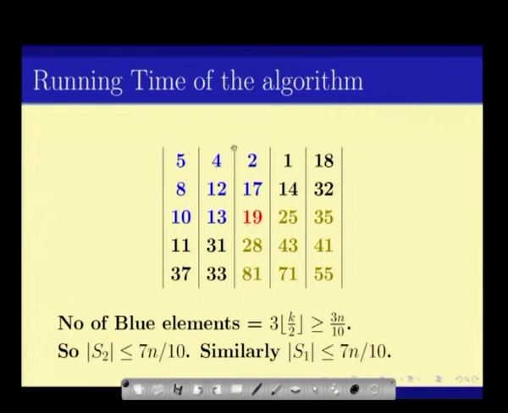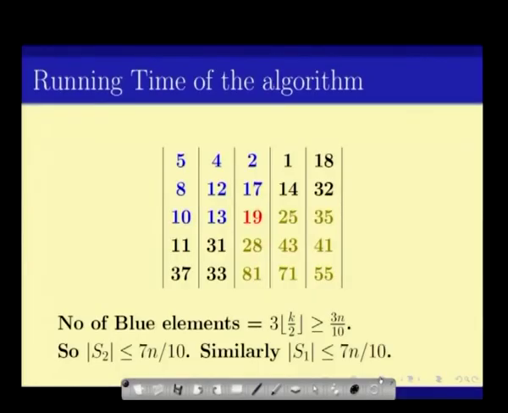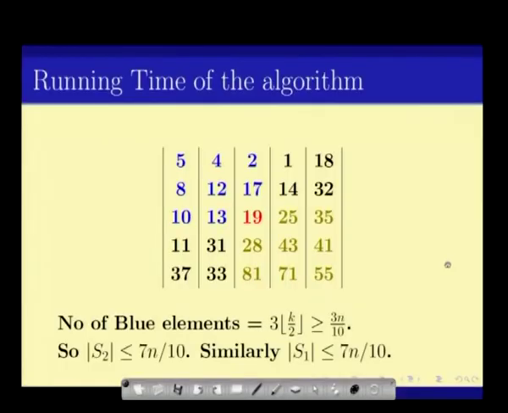Now, since the number of blue elements is 3n over 10, all these blue elements must go into S1 and not into S2. So, the size of S2 must be at most n minus 3n over 10, which is 7n over 10. Similarly, the size of S1 must be less than 7n over 10. So, by choosing the right pivot, we are ensuring that the subproblem we have will be strictly smaller than the original problem, and here is the bound. It says that S1 and S2 will both be less than 7n over 10.